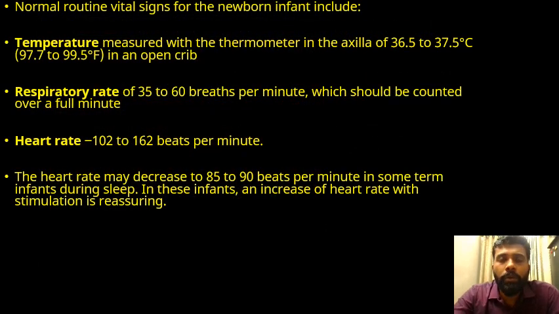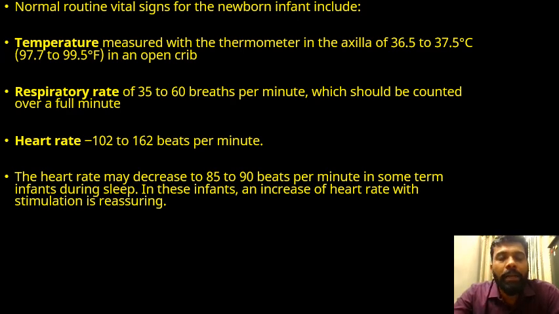And next you should know regarding the normal vital signs for a newborn, because this is significantly different from adults and children also. Okay. Now temperature, it is measured with a thermometer in the axilla and the range will be 36.5 to 37.5 degrees Celsius in an open crib.